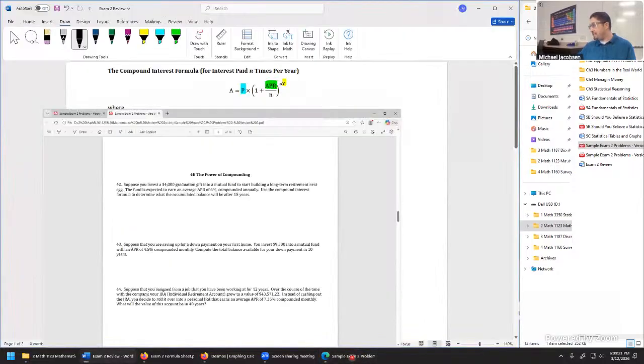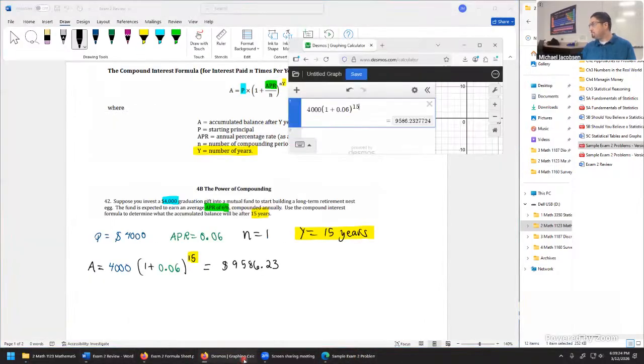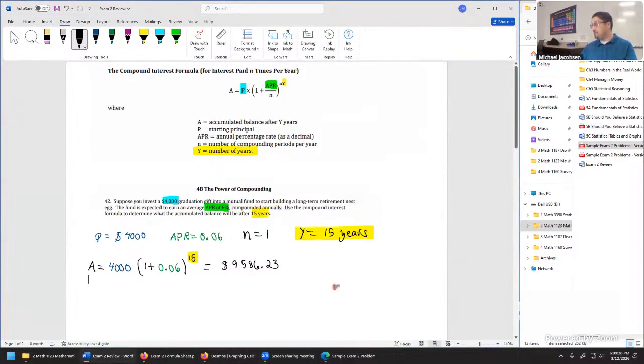Let me double check that. Okay. Well, we got it, folks. Took a while to get there, 15 years, but now it's more than double the original principal. Any questions on getting through that number 42?